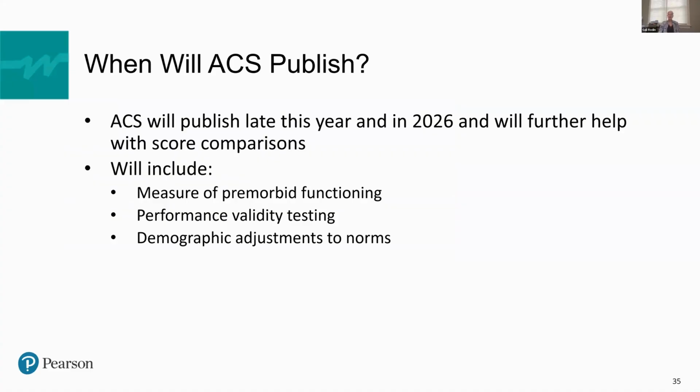The ACS is now planned for publication primarily in 2026 and will further help you with score comparisons. It will include a measure of premorbid functioning, the ability to measure performance validity, and demographic adjustments for norms. You're probably also wondering when the WMS 5 itself will publish. The paper kit and the Q Global scoring are scheduled for August, and the Q Interactive version will be available in September.